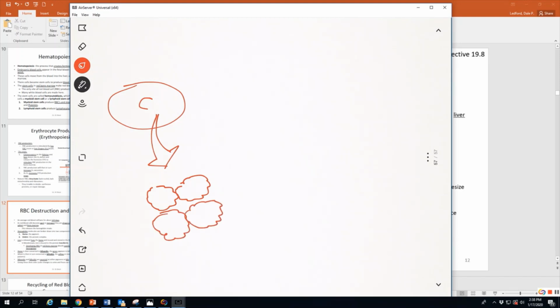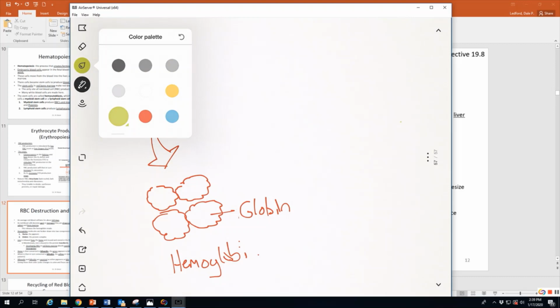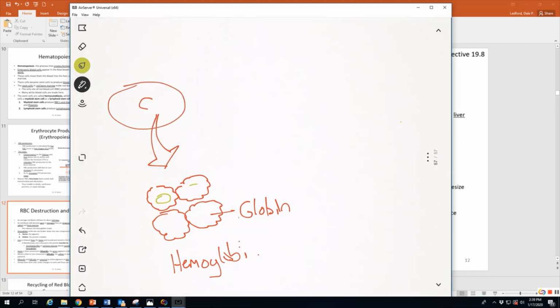And I would see hemoglobin. Now, hemoglobin, sorry, about to put the wrong letter there, is made up of two things. There is a globin. So you're like, well, where's the heme? The heme binds to the globin.